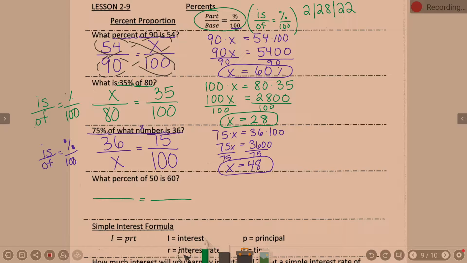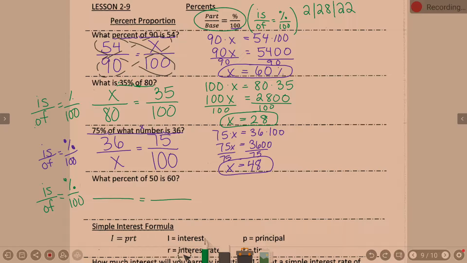Lily, can you fill in one number for me here? Using our setup of is over of equals percent over 100. It is 60 over 50. Sorry, I'd forgotten which way it was.